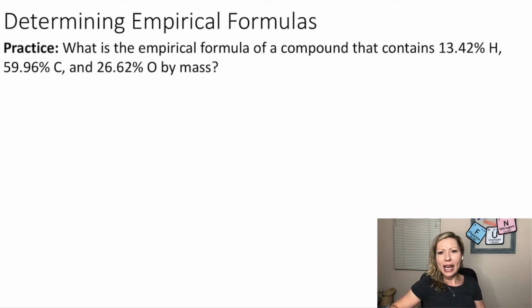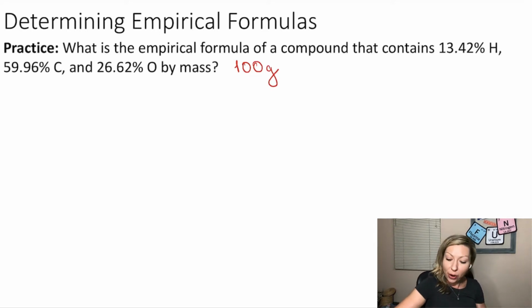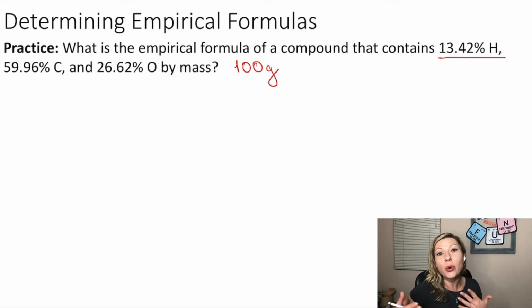All right, now what is missing? Well, I don't know the overall weight of my molecules, right? Is it 10 grams, 100 grams, 15 grams? Well, let's make things easier and assume that I have 100 grams of this compound. So this means that if 13.42% of this compound is hydrogen, it is actually 13.42 grams of hydrogen.